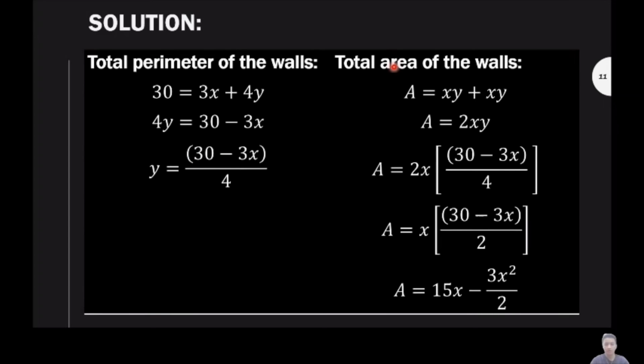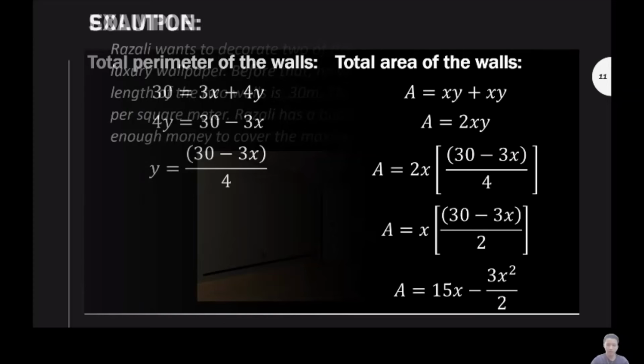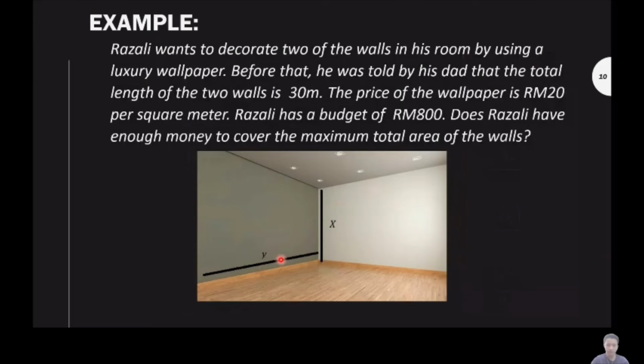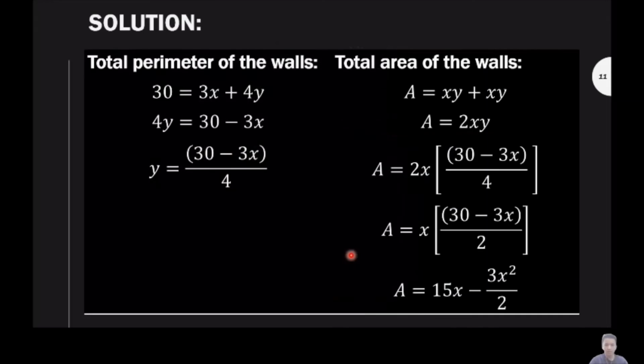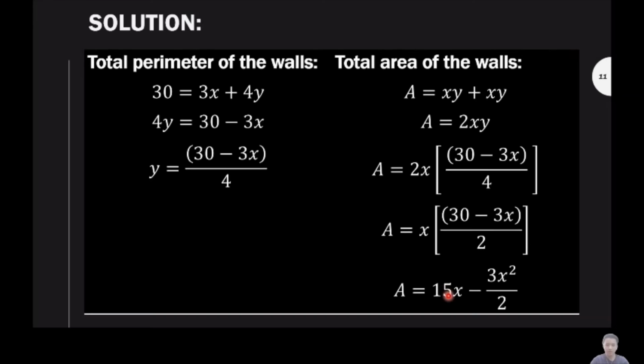Then we find the total area of the walls, which is area, symbolized by A, equals xy plus xy. With that we will get 2xy. So the area of one of the walls is x times y, we get xy, and the other is xy, which is the same, so 2xy. So we can continue the equation, and we can also substitute in y with the equation we got for the total perimeter, so that we get 15x minus 3x squared over 2.